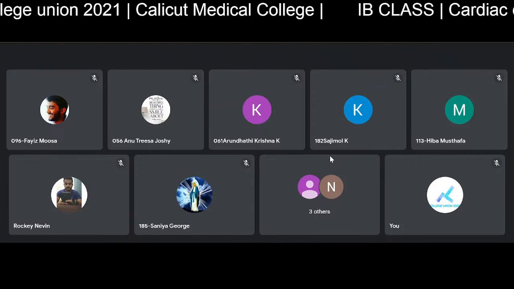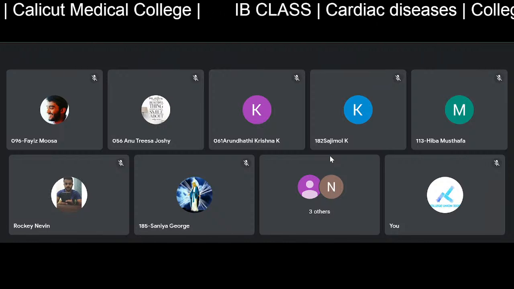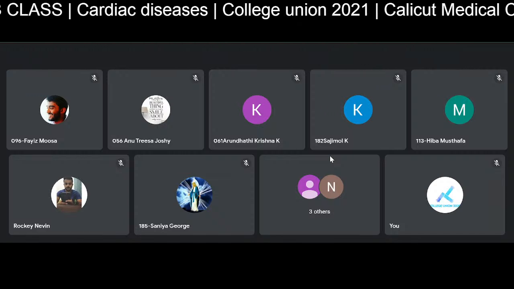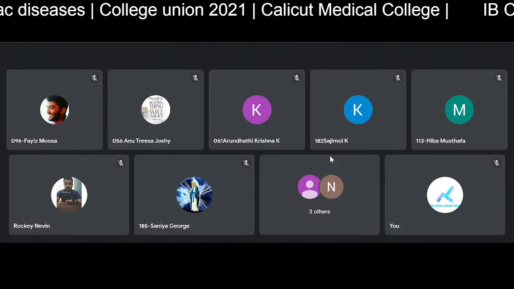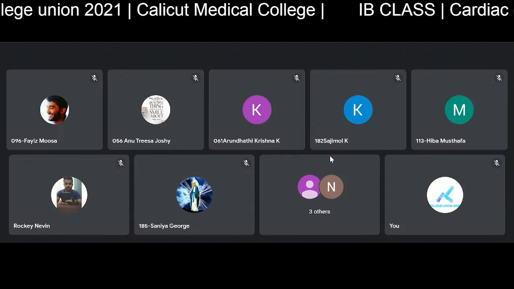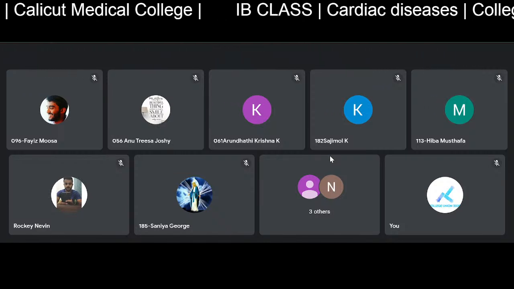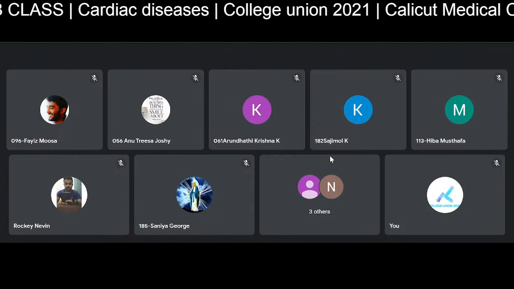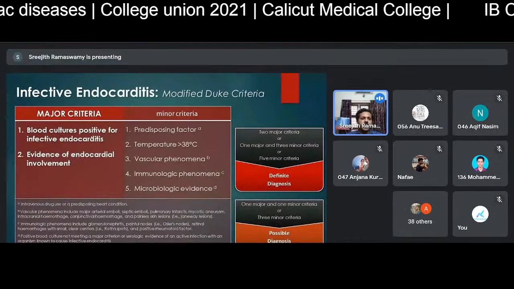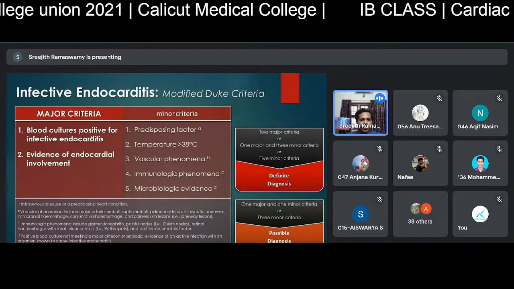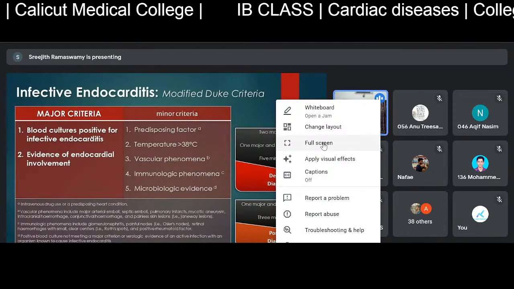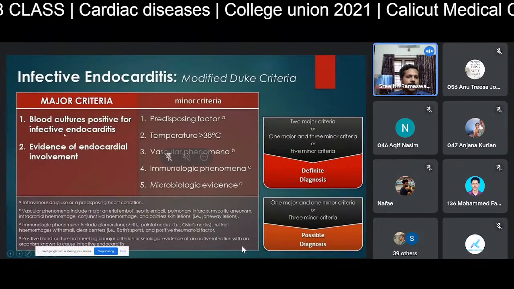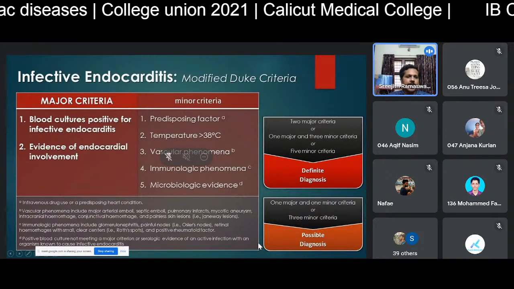And the method to diagnose infective endocarditis, you are using a criteria called the modified Duke's criteria. It's very important because it is most often asked in the exams. So you have to learn that modified Duke's criteria. You have a major criteria and a minor criteria. Major means two major criteria: either blood culture positive for infection. Whenever you are suspecting infective endocarditis, you take 3 samples of culture and send them to look for any growth of organisms. Also take an echocardiogram and look for presence of vegetation. That is the evidence of endocardial involvement. So blood culture positivity and vegetations in echo. These are the 2 major criteria.